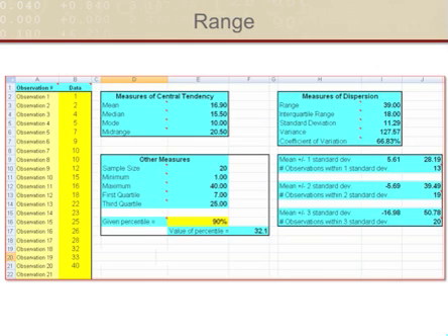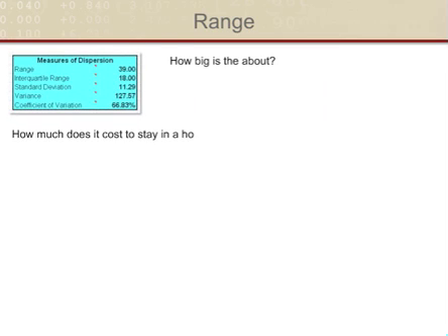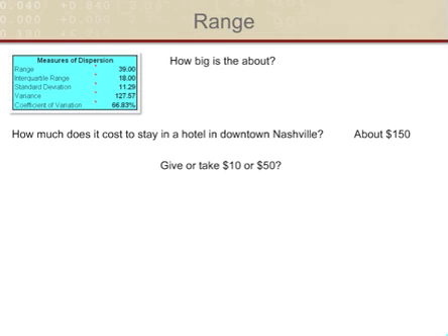So you need two pieces of information: the central tendency measures, which we covered, and a measure of dispersion, which is basically the spread of the data. I like to think of this also as how big is the about. Going back to that, how much does the hotel cost? If I say about $150, the about is the give or take. Do you mean 150 give or take $10? 150 give or take $50? So that's the about that I'm talking about. That measures the dispersion of the data.